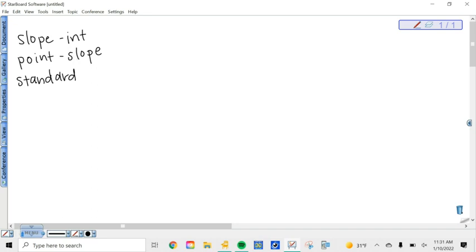What's b? Your y-intercept? No, again, similar to this. Coefficient. What's the coefficient of y? What's the number right before y? -4. That's it. And what's c? -12. Yeah, -12.